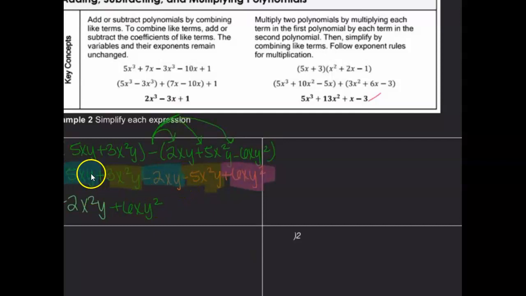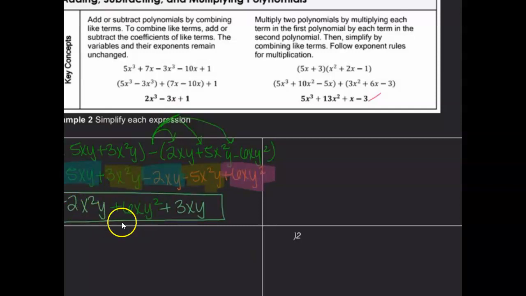So I can combine these two because this has an xy and this has an xy. So 5 minus 2 is 3. So that's going to give me 3xy. I cannot combine any further from here because this is the only value with an x squared.